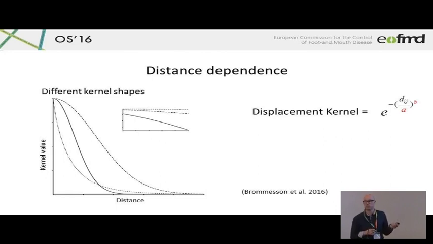I should also mention that these transport probabilities are relative. So the probability of a transport is not only dependent on the absolute distance to the farm, but also on the distance to all the other farms where the transport could have gone to.